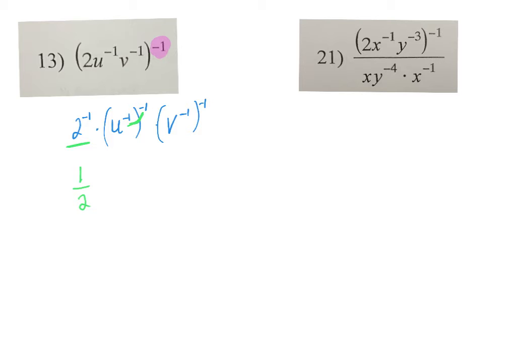And so negative 1 times negative 1 is just u to the positive 1. And then I have, again, a power to a power. So I multiply those. Negative 1 times negative 1 is positive 1. All right, and so then I'm going to finish with u and v remaining on top and 2 on the bottom.